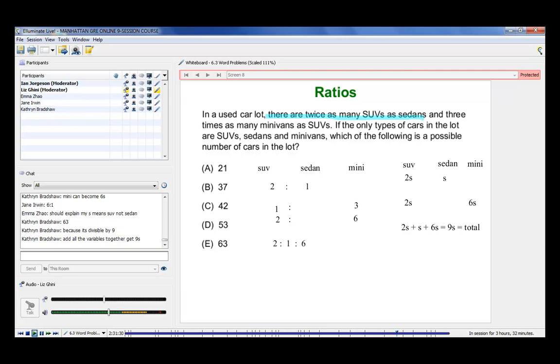So what do we know from that? What do we know from that? Either way, we know that we have a total of 9S cars, or we know that the final ratio is 2 to 1 to 6. What has to be true? Catherine is saying it. It's got to be divisible by 9. So the answer is 63. All right, questions. Looking at it. Now, I only have one answer up. What happened with this?